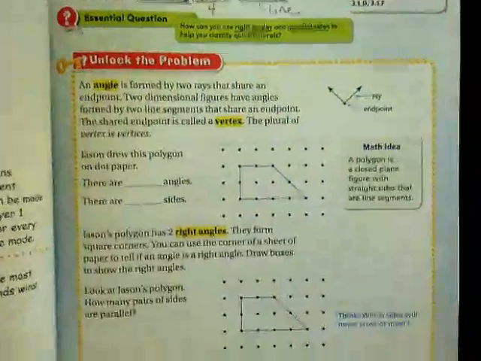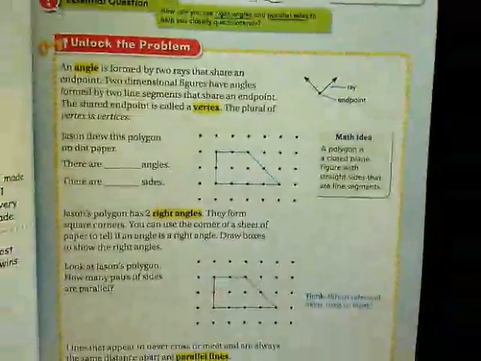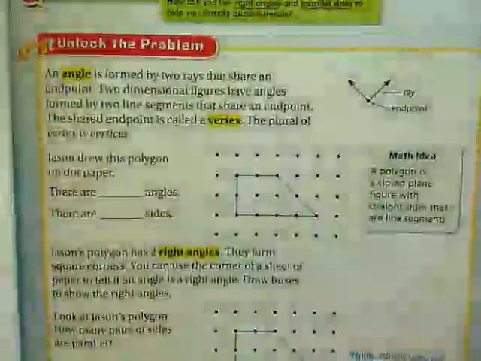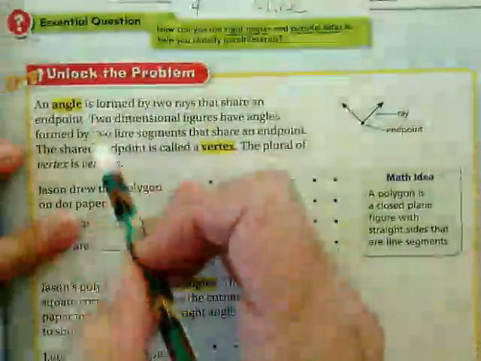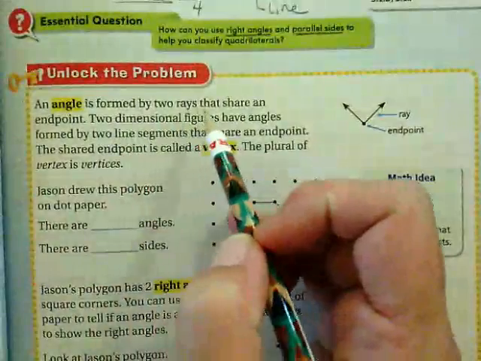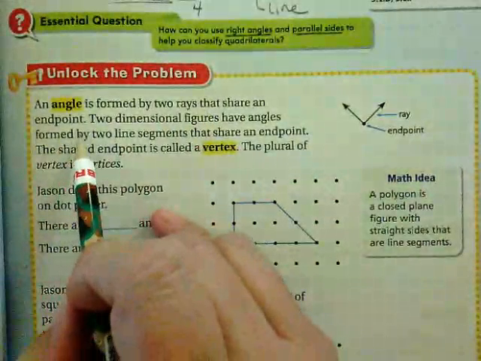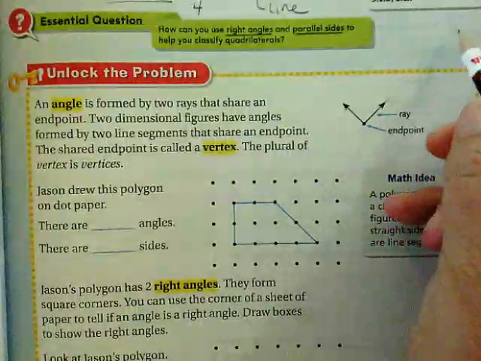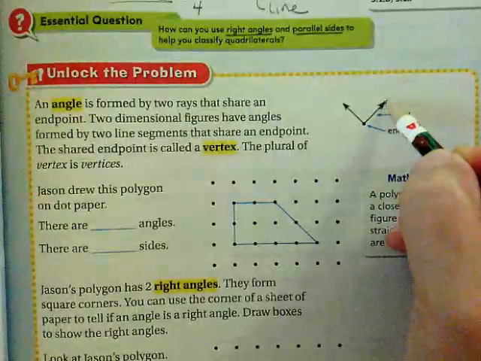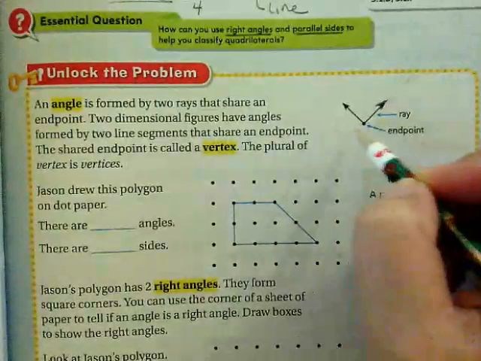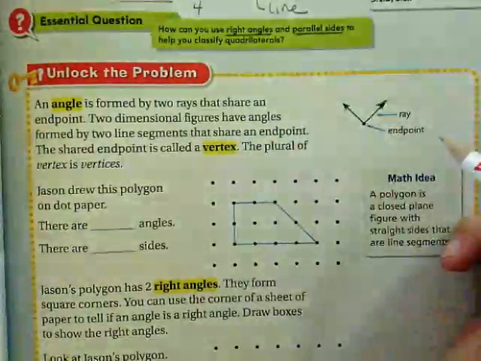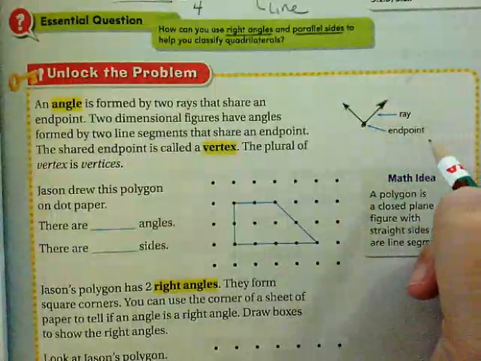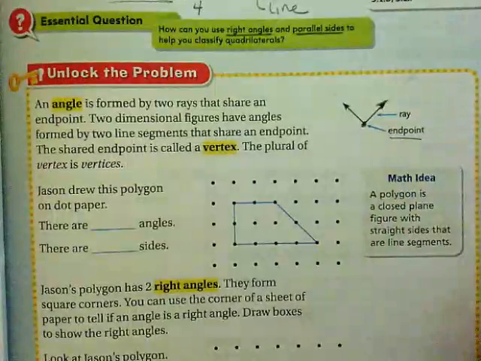I'm going to get a little closer. Maybe. Here we go. An angle is formed when two rays share an endpoint. So a ray is a line that continues on. That's why we put the arrow on it to signify that it can keep going. So these are both rays. This dot says, hey, they stop here. So we call that the endpoint.